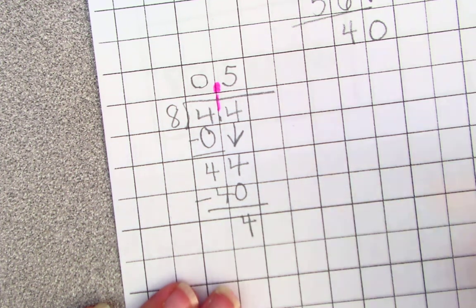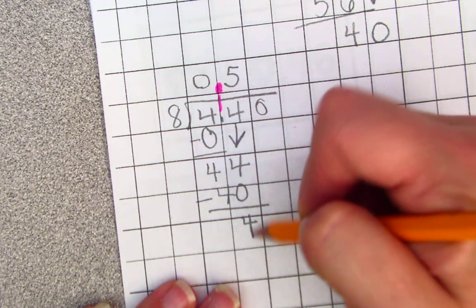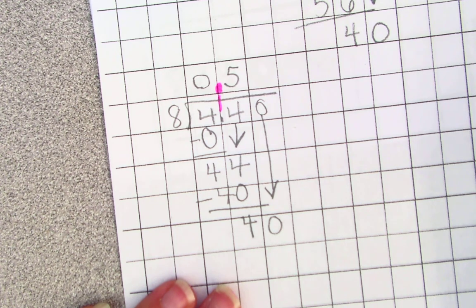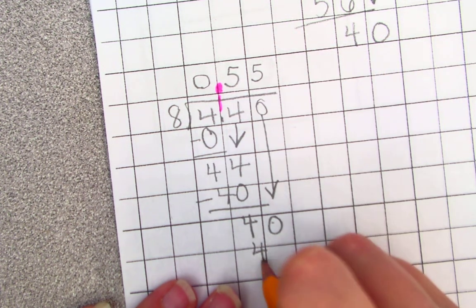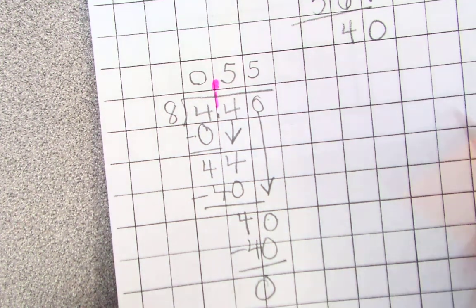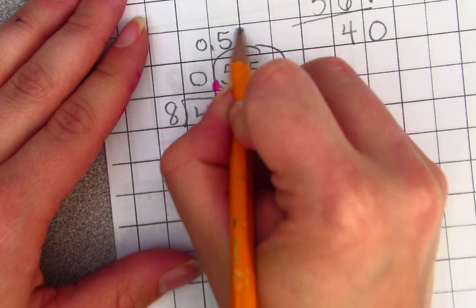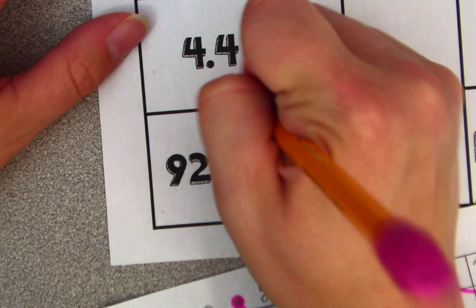Subtract, you get 4. Let's see if I can keep going with a 0 here, because I want to see if I can get this away. So bring down my 0. 8 can go into 40, 5 more times. And you subtract, you get 0. There's nothing for you to bring down. Therefore, your answer is 0.55. You've got to remember that there's a decimal. 0.55.